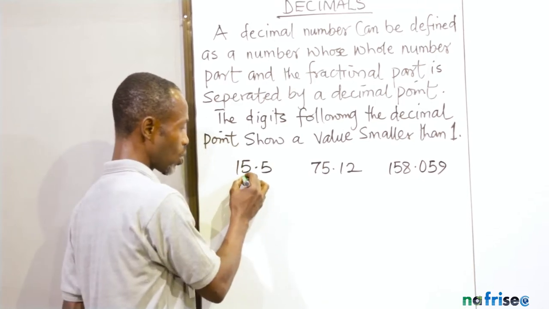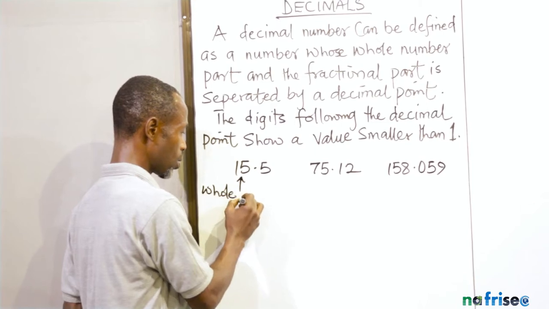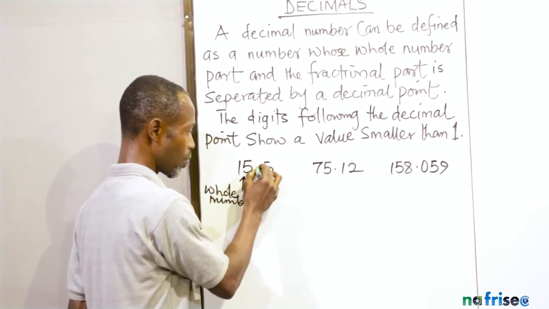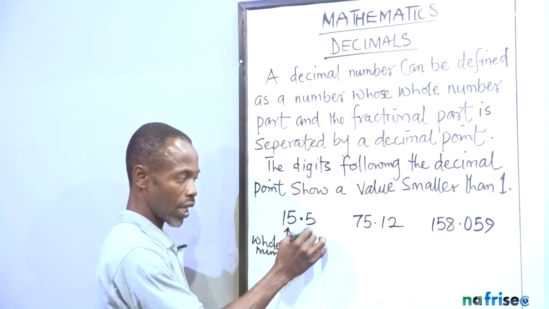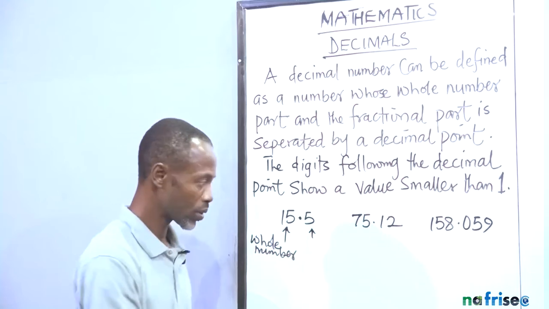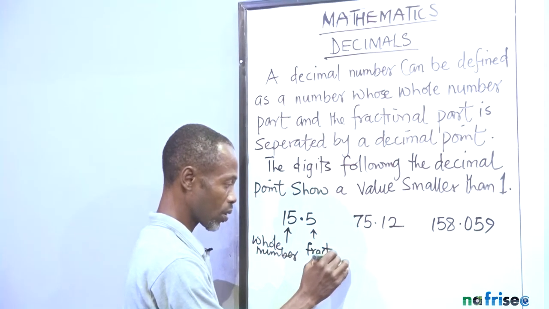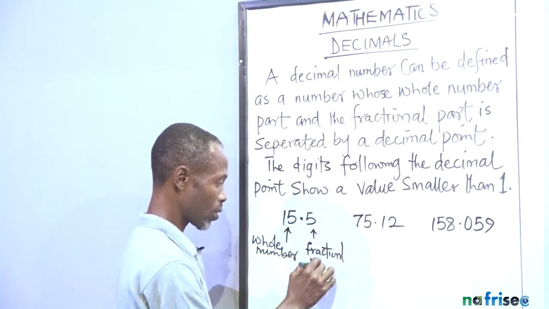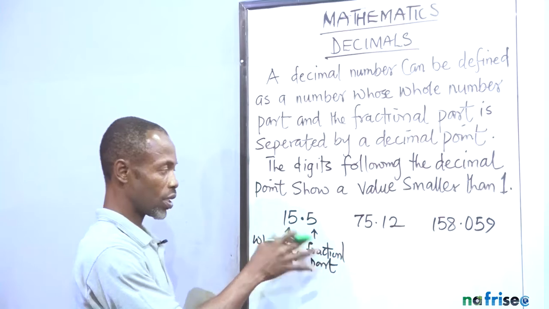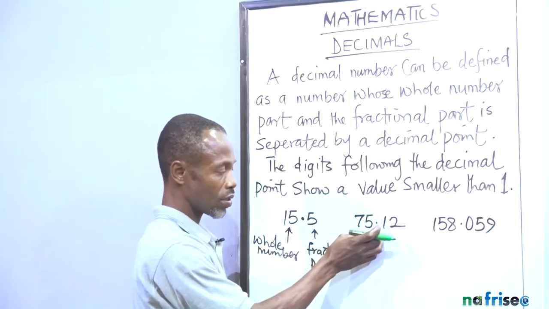This happens to be the whole number part. It has a whole number. Then you have your decimal points. Then you have the what? The numbers less than 1. They are called fractional numbers. They're called the fractional parts.